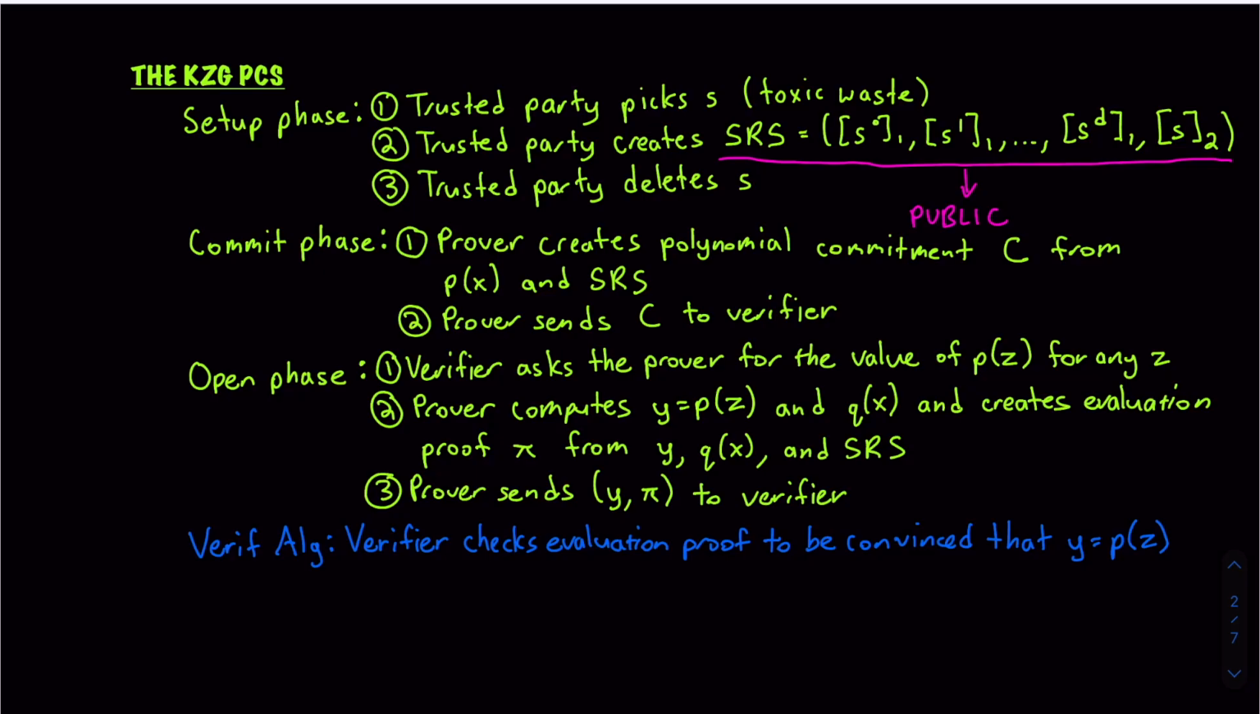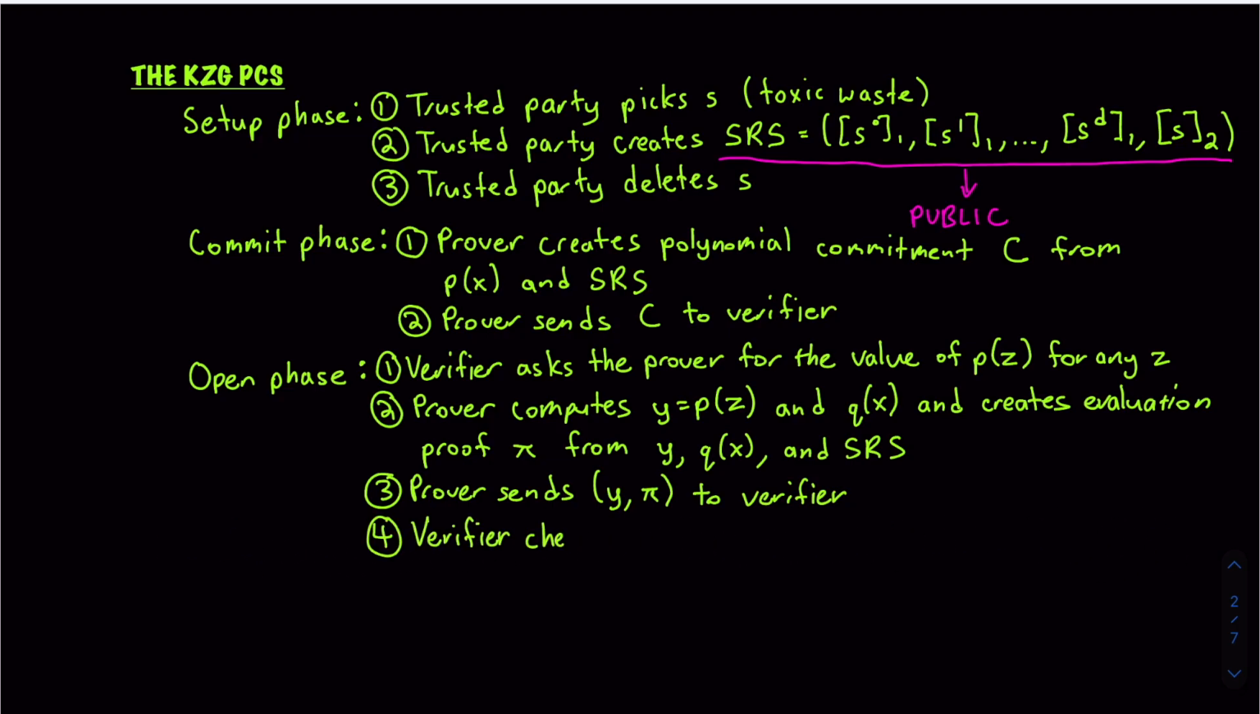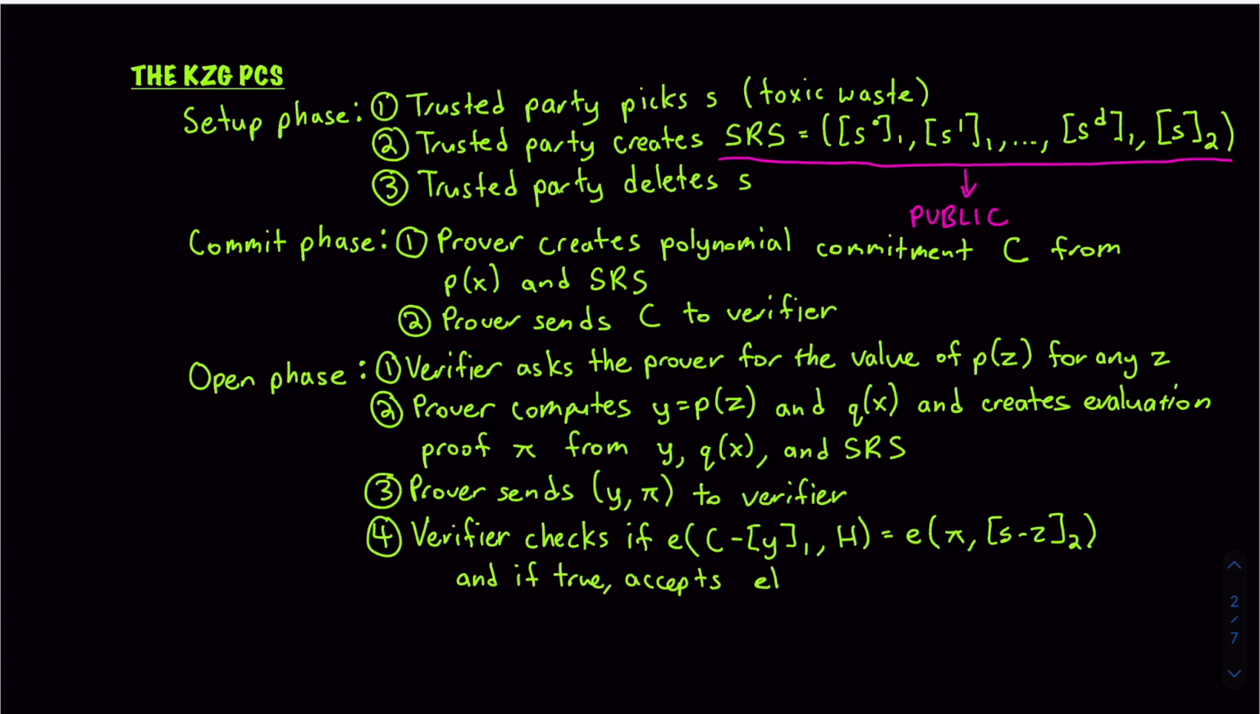The verifier then queries the prover at a point z of their choosing. During the open phase, the prover computes p of z, which we call y, and the quotient polynomial q of x, and uses the SRS to create the evaluation proof pi. They send y and pi over to the verifier. The verifier then checks if e of c minus y sub 1, comma h equals e of pi, comma s minus z sub 2, and accepts if it does, and rejects otherwise.